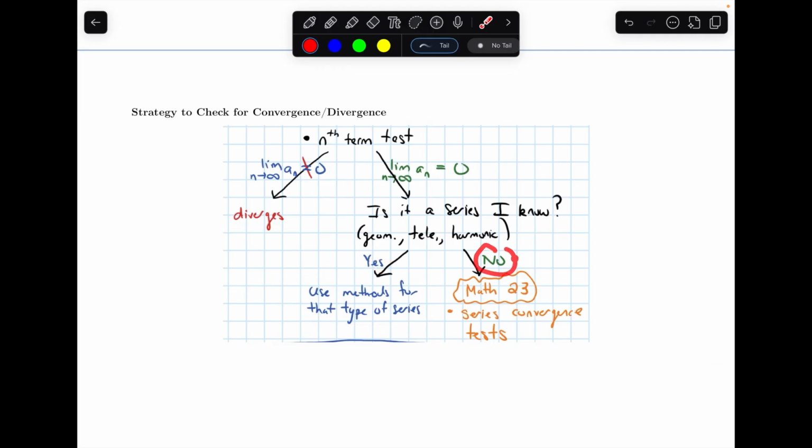If it's not one of the series that I know, there are ways of handling it. It's typically taught in Math 23 at Santa Clara. It involves things called series convergence tests, which are beyond the scope of our class. So we don't need to worry about them for our class.